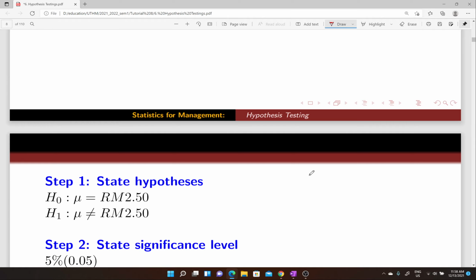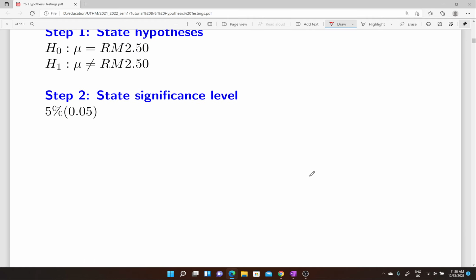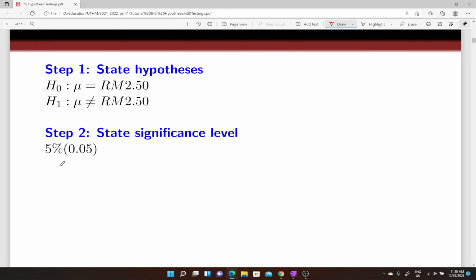Now step 2. State the significance level. Later I will tell you what this means. Step 2, state the significance level. That is 5%, 0.05. Copy.